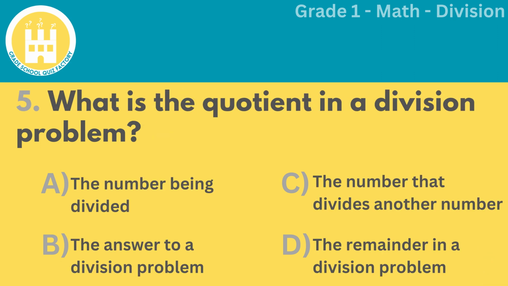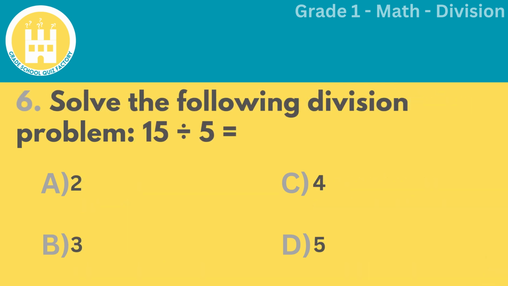Number 5. What is the quotient in a division problem? Number 6. Solve the following division problem. 15 divided by 5 equals blank.